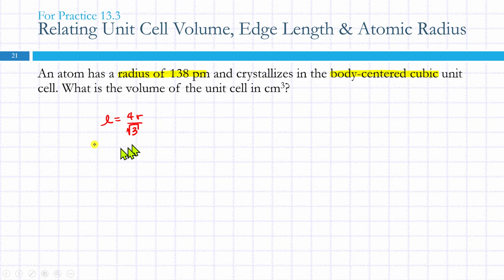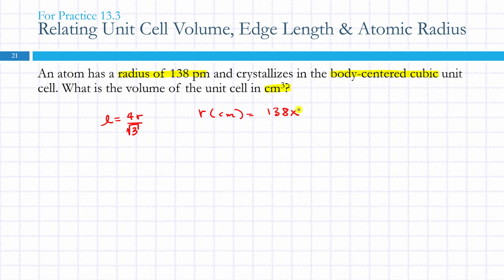Now, what we're being asked to do is actually find the volume of the unit cell, and we need to find it in centimeters cubed. So what that means is I'm going to have to take this radius and convert it into centimeters before I do my calculation, or I can calculate the volume in picometers cubed and then convert that over. So I'm going to go ahead and calculate r in units of centimeters. So that'll be 138 picometers.